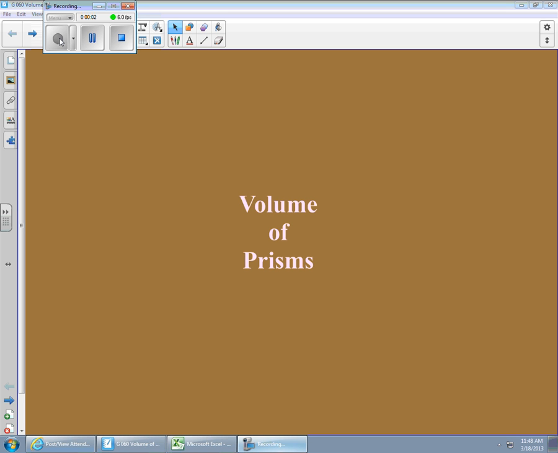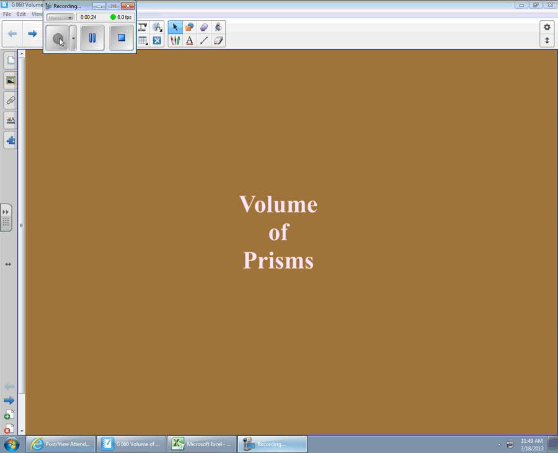Okay, today we're going to get back into our discussion of solids by taking a look at something that you may or may not be familiar with already, and that is volume. I suspect that you have talked about volume of three-dimensional shapes at least on some level somewhere down the line.